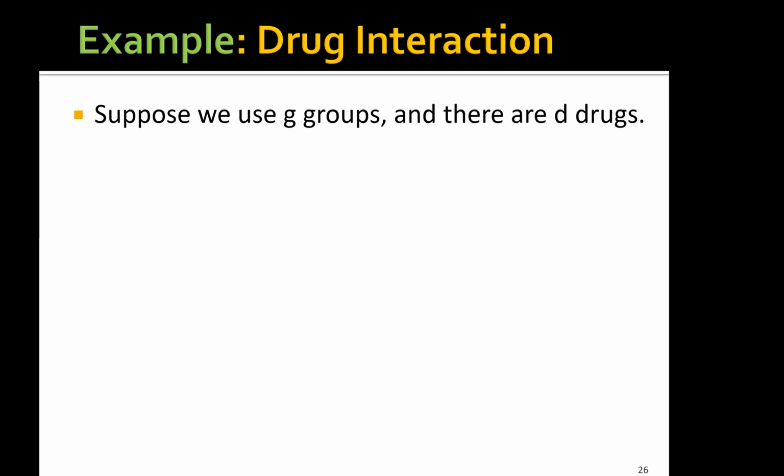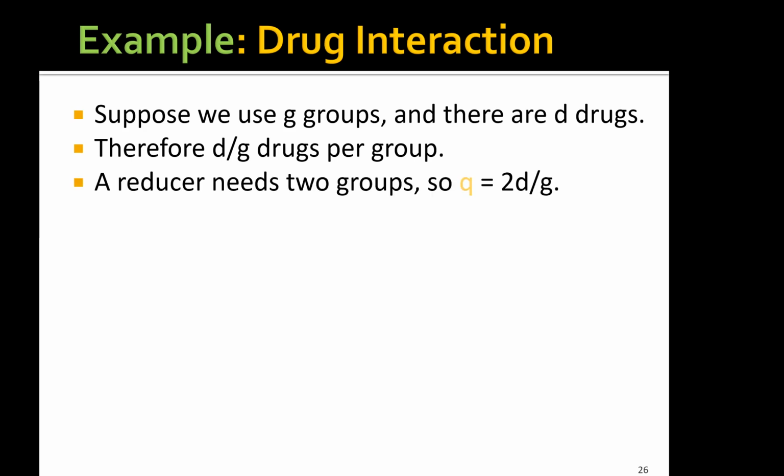Well, in general, let's assume that there are D drugs. Again, in the example I gave, D was 3,000. And we use G groups, some number of groups. In the first algorithm, G was 3,000, and in the second, G was 30. So you have D divided by G drugs per group. And a reducer, again, required two groups. So the reducer size Q would be 2D over G.